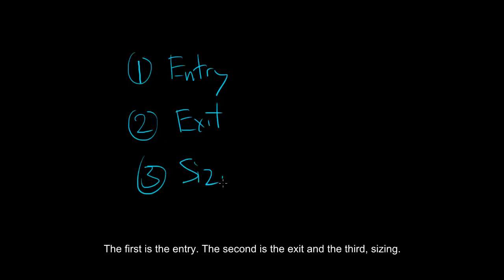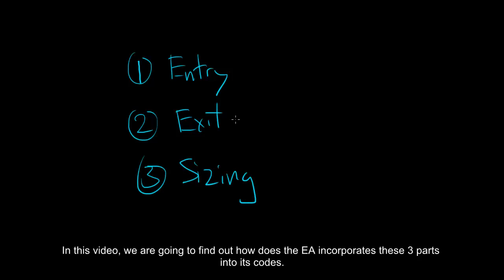In the previous video, we know that there are three main parts to EA. The first being the entry, the second, exit, and the third, sizing. In this video, we are going to find out how does the EA incorporate these three parts into the coding of the EA.